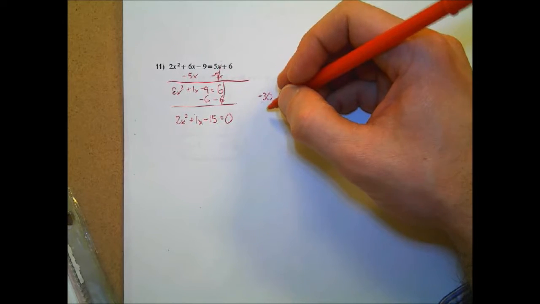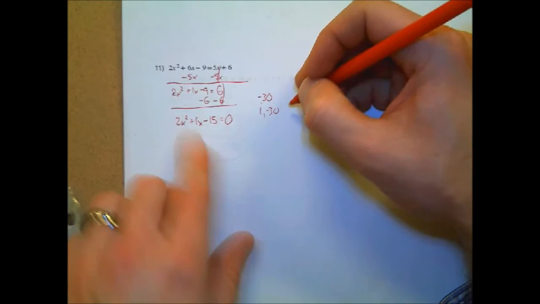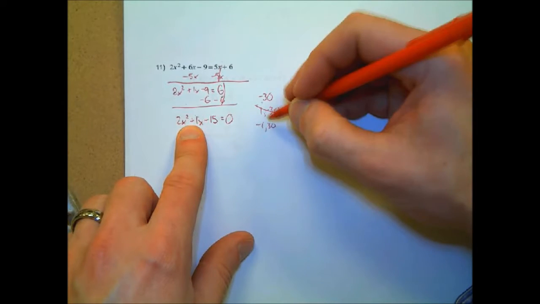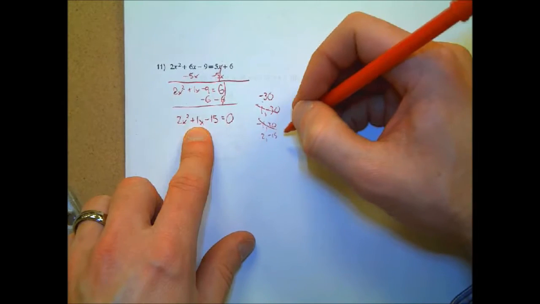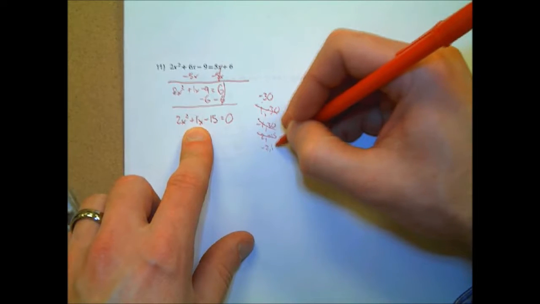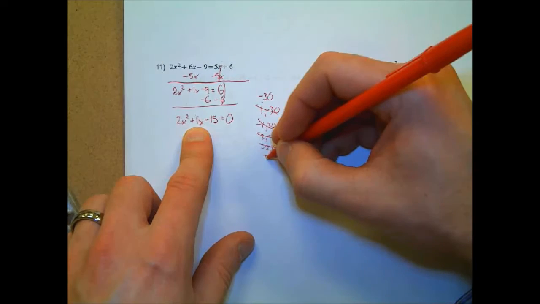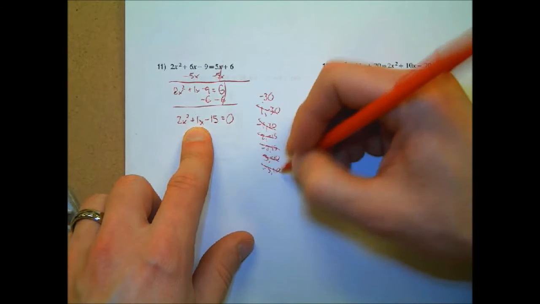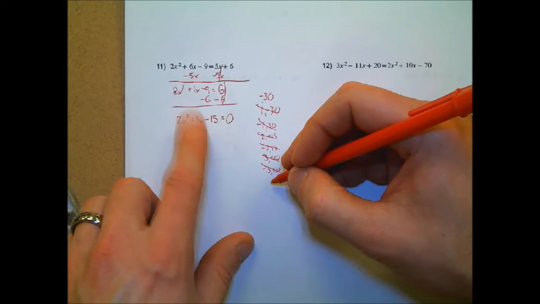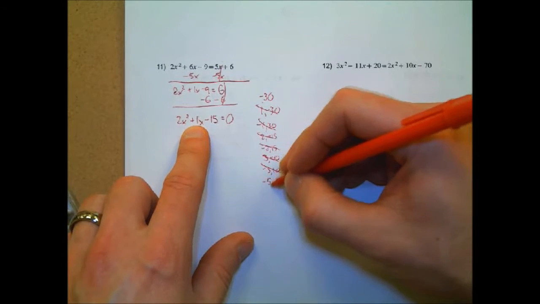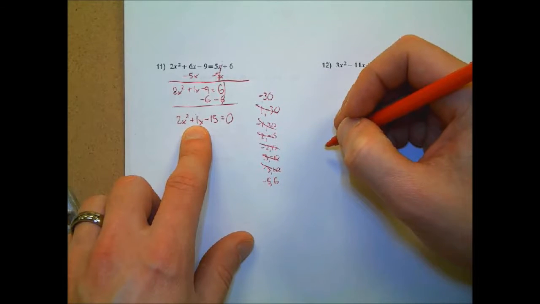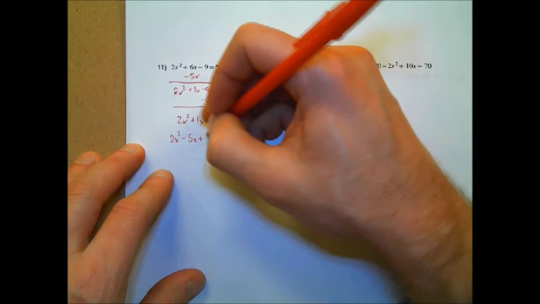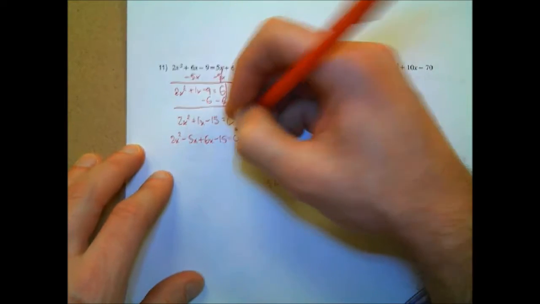Well, we can try 1 and negative 30. Will that add to positive 1? Nope. We can do negative 1 and positive 30. Does that add to positive 1? No. We can do 2 and negative 15. Does that add to 1? How about negative 2 and positive 15? No. How about 3 and negative 10? No. How about negative 3 and positive 10? No. 4 doesn't work, right? 4 doesn't divide 30 evenly. How about 5? Negative 5 and positive 6? Yes, it does. So 2x squared minus 5x plus 6x minus 15 equals 0.